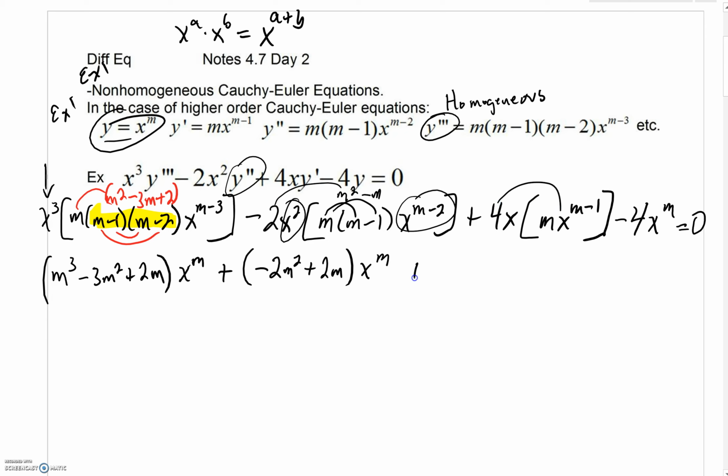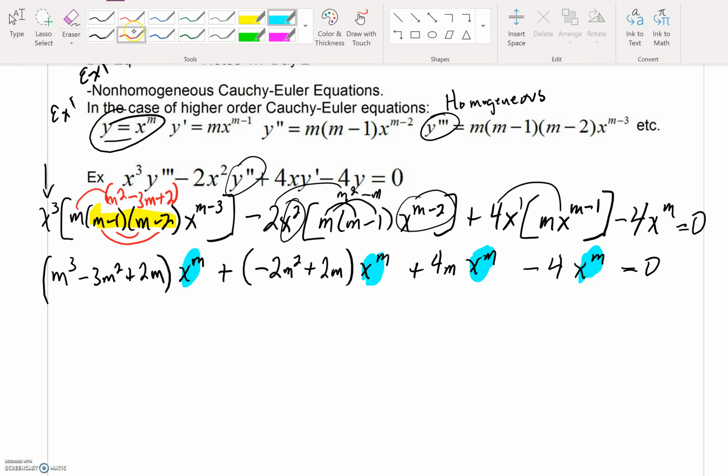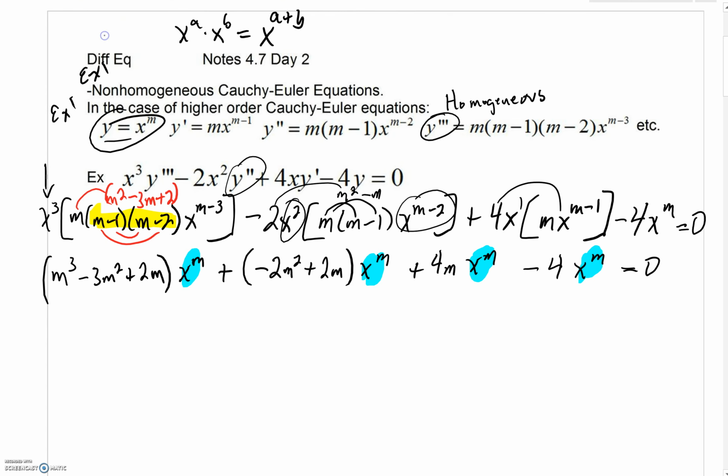This next one is a little bit easier. You've got 4 times m. And of course, then we're going to see that an x to the 1 times x to the m minus 1 is going to get you also an x to the m. Finally, we have this minus 4x to the m equals 0. And no doubt what you should be noticing right now is every single one of these terms has x to the m in it. Now, we could divide everything by x to the m and cancel that out.